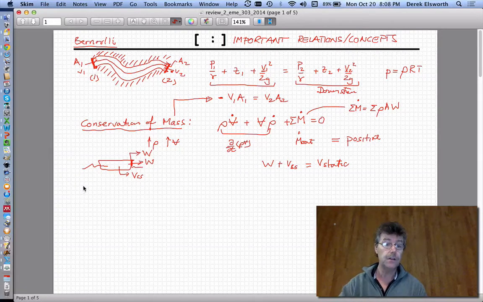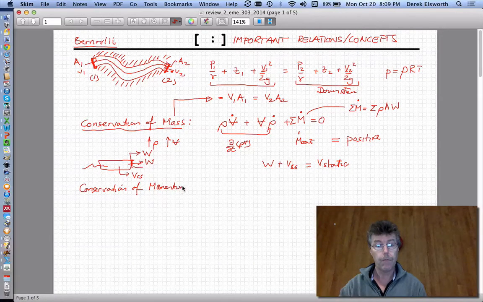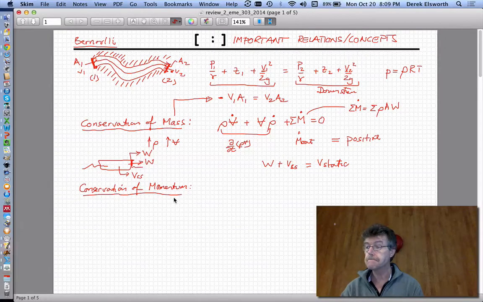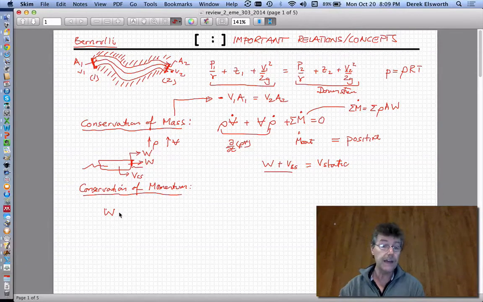And the final set of expressions are for conservation of momentum. And that falls in two categories, I guess. The easiest way to write this is two expressions. Directly from this, velocity of the fluid out of the system plus the velocity of the control surface, multiplied by the mass flow rate, the sum of these equals sum of forces.